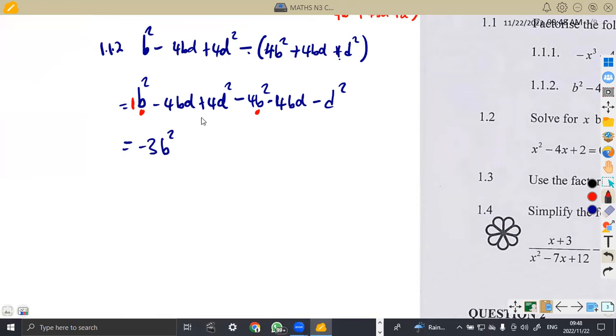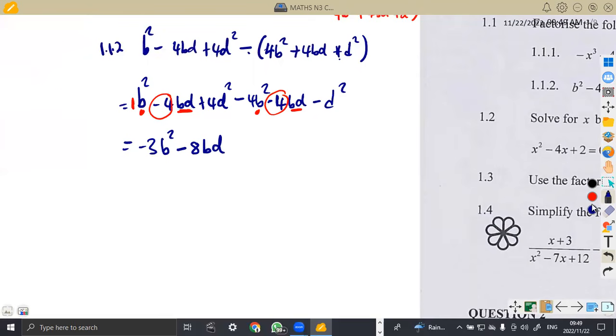Then we move on to bd. We've got bd here, we've got bd here. This is negative 4, negative 4. So negative 4 and negative 4 is going to give us negative 8. So we're going to have negative 8bd.